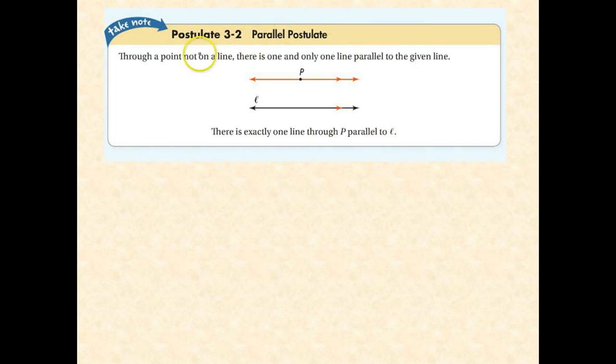Okay, in order to prove that, we need to get some information over here about these parallel lines. Through a point not on a line, there is one and only one parallel line to the given line. So you start with a line and a point. There's only one line through that point that's parallel to this line. That's the parallel postulate.